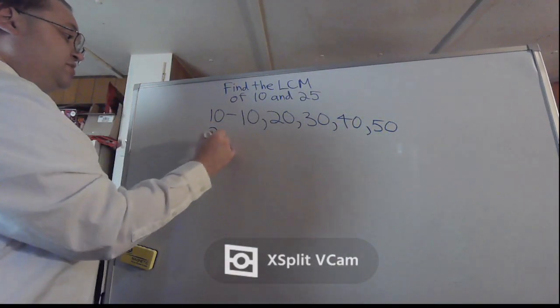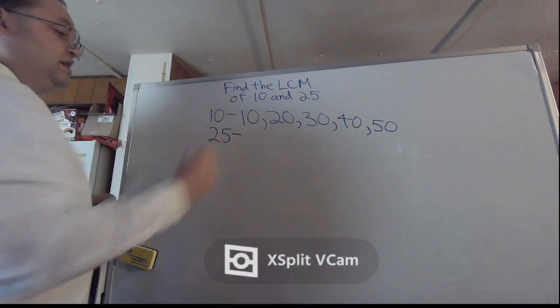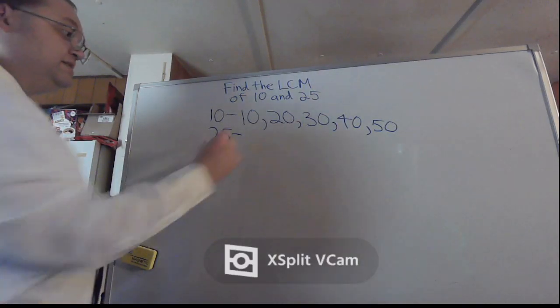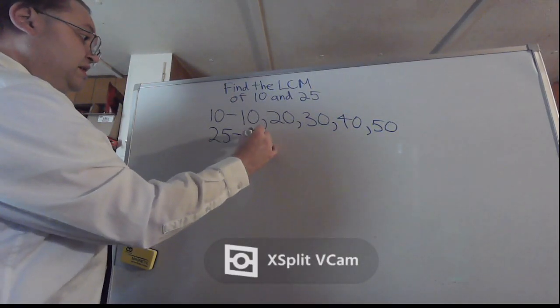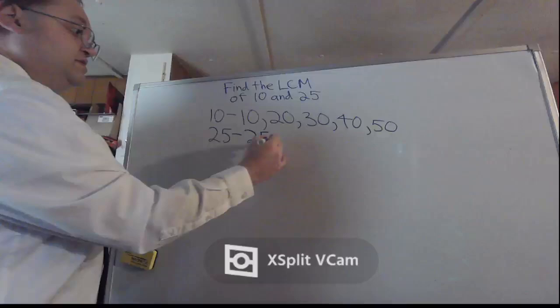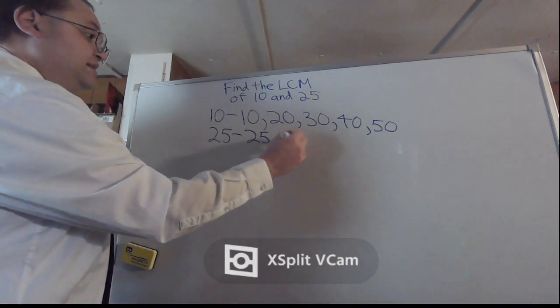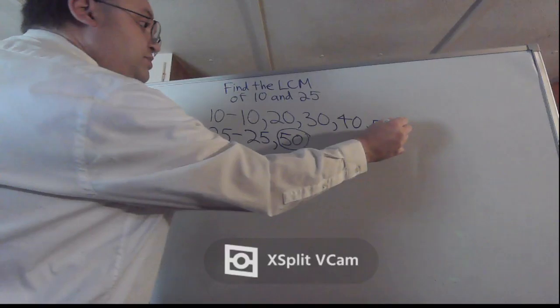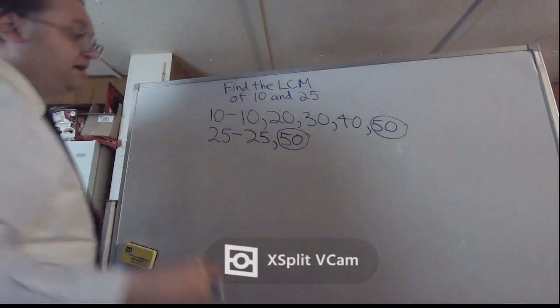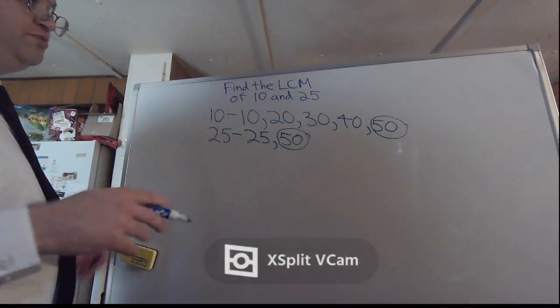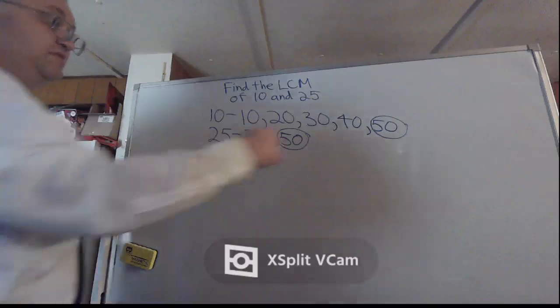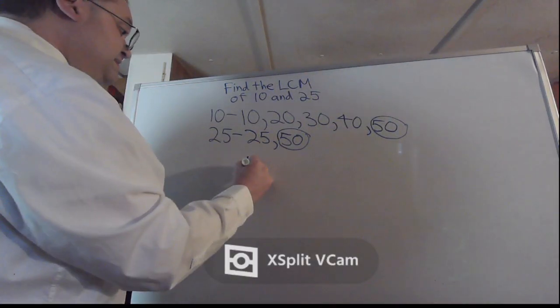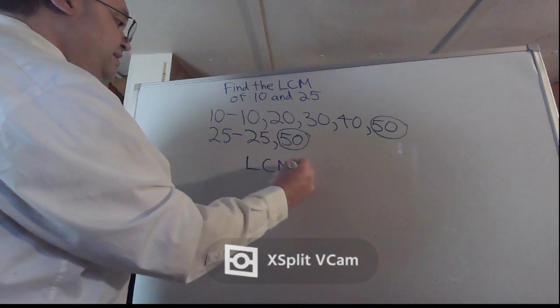All right, let's find some multiples of 25. 25 times 1 is 25. 25 times 2 is 50. Well, we could stop right there. We got 50 as the smallest common multiple in each. You would also find 100 and 150 would be multiples of the numbers, but the smallest one is 50. So the least common multiple is going to be equal to 50.